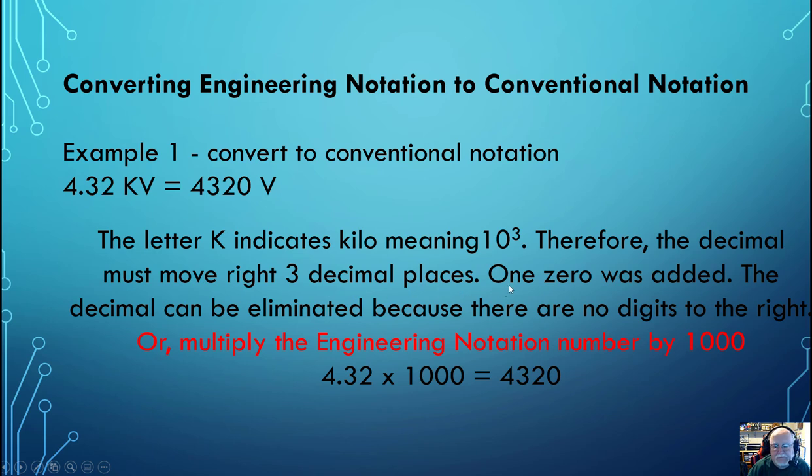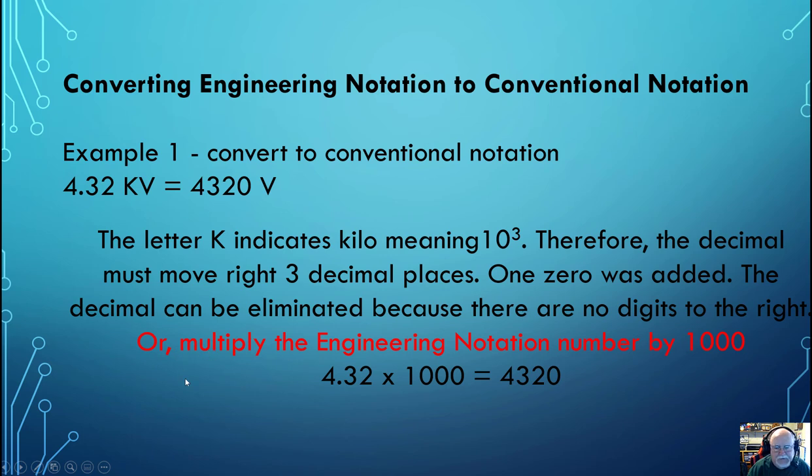1 0 was added, so we had to move over. So we were here. We have 1, 2, 3. So we had to add a 0 there. The decimal can be eliminated because there are no digits to the right, so we didn't have any more digits.